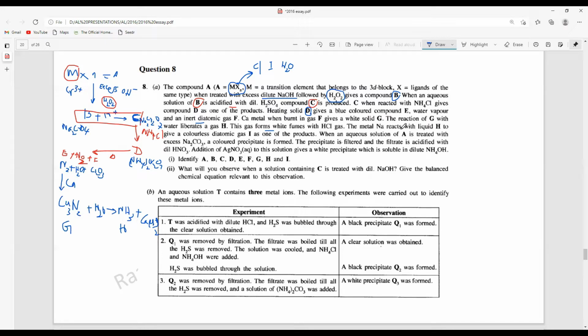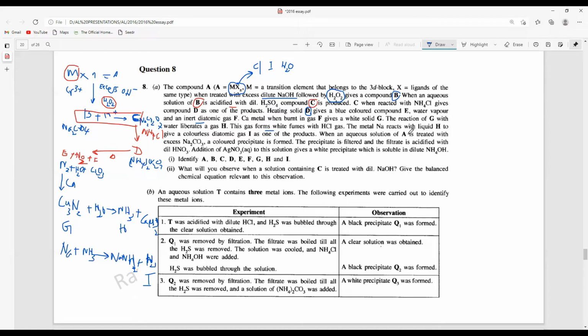Okay. The metal Na reacts with liquid H. So sodium reacts with liquid H, which means liquid ammonia, right? Which is going to give NaNH2 as one of the compounds plus hydrogen gas. Okay, so to give a colorless diatomic gas I, it is H2 gas here that is going to form, hydrogen gas as one of the products. So the other product is NaNH2.